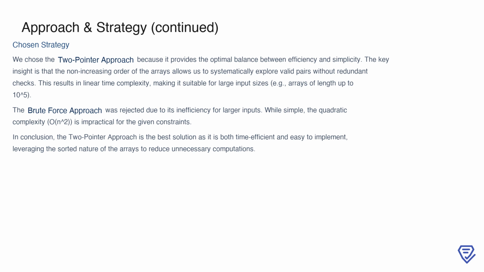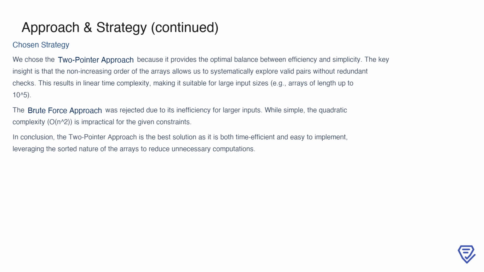While the brute force approach provides an intuitive starting point, its O(n²) time complexity renders it impractical for large inputs. By contrast, the two-pointer technique ensures we adhere to the problem's constraints, making it highly scalable for arrays of significant length. In summary, the two-pointer approach is both time-efficient and straightforward to implement, making it the ideal choice for this problem.